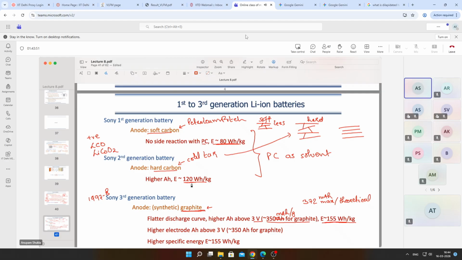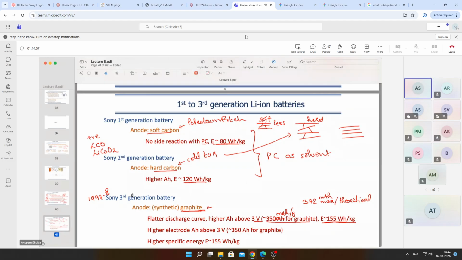per kg. Remember, if you do not remember, I'll remind you that the specific energy for lead acid battery is just 40 watt hour per kg. And nickel metal hydride is about 60. So we're talking about a huge jump in the energy.